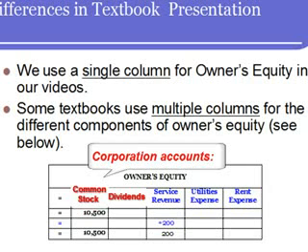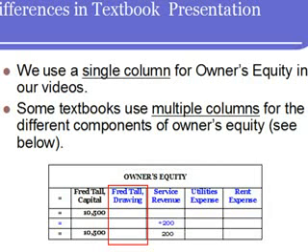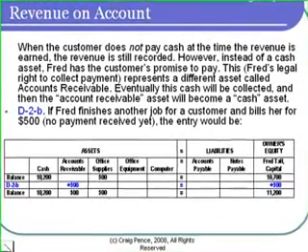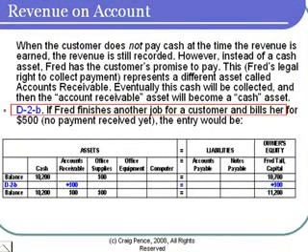In corporations, dividends are paid to the stockholders out of the earnings of the company, and in sole proprietorships, the owner withdraws cash from the business. This is referred to as an owner draw. In the second transaction, Fred performs services for a customer.